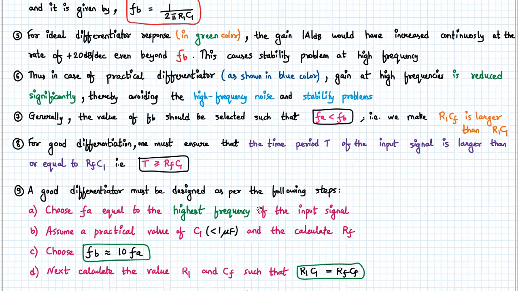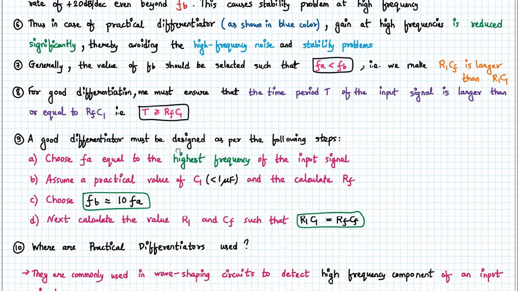Point number 8 says that for a good differentiation, we must ensure that the time period of the input signal is larger than or equal to RF times C1. So, in short, for a good differentiation, we should consider the time period to be greater than or equal to RF times C1. That's the point to remember.